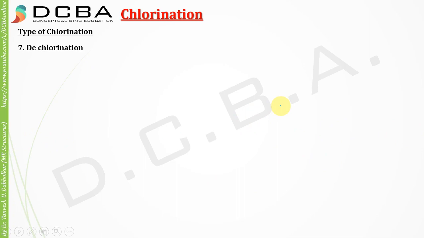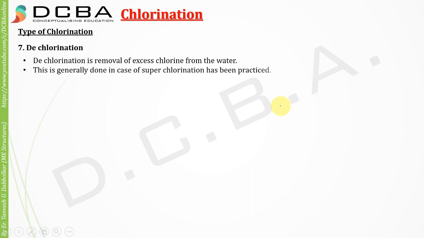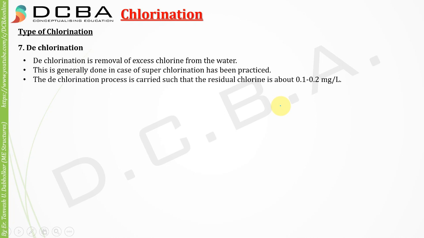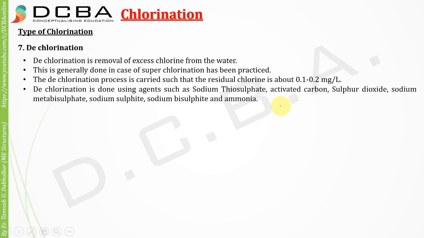After this, it brings us to the next process of dechlorination. Now, as I already explained, dechlorination is nothing but removal of excess chlorine from the water. This is generally done in case of superchlorination, and the dechlorination process is carried out such that residual chlorine is about 0.1 to 0.2 milligram per liter. Dechlorination is done using agents such as sodium thiosulfate, activated carbon, sulfur dioxide, sodium metabisulfite, sodium sulfide, sodium bisulfite, and ammonia. So this is all for today's lecture.